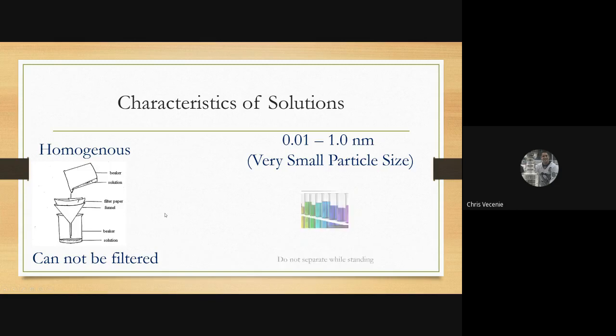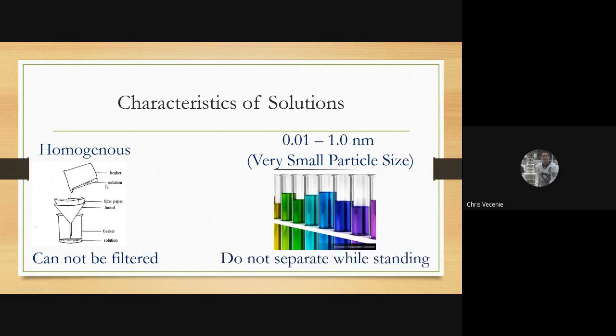Another characteristic of solutions, they do not separate while standing. Separating while standing means it will layer when we just let it sit. So if I let these test tubes sit here indefinitely, you won't see them pull apart into a blue layer and a red layer or a green layer and a clear layer. They are uniform throughout. They don't separate while standing. So solutions are homogeneous, have very tiny particles, can't be filtered, and don't separate while standing.